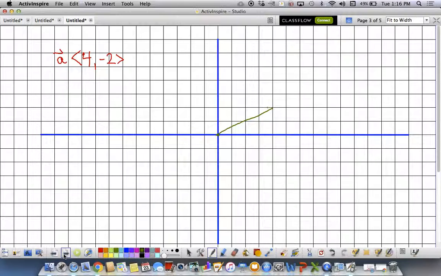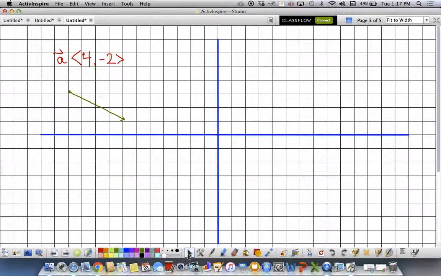Negative 2, so down. Sorry. That's a vector, 4, negative 2. Could you copy that and put it up there? It'd be the same. I can copy that and put it anywhere I want to, and that's still 4, negative 2. I don't like that it won't hit on the corner, but that's not my issue.